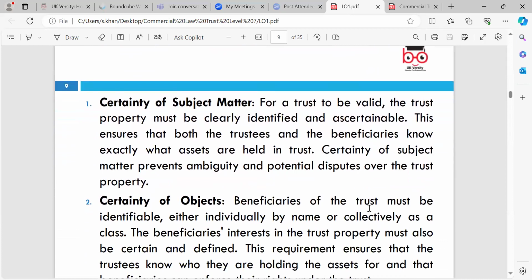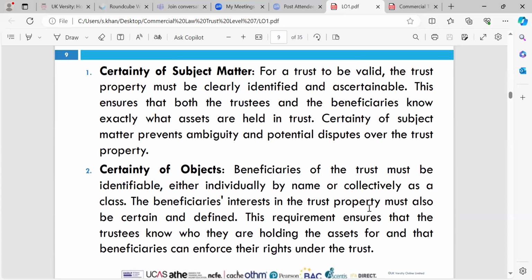Then we move on to the certainty of subject matter. For a trust to be valid, the trust property must be clearly identified and ascertainable. This ensures that both the trustees and the beneficiaries know exactly what assets are held in trust. And this is really important because it identifies what is in the trust for the trustee and the beneficiary to know. Certainty of subject matter prevents ambiguity and potential disputes over the trust property.